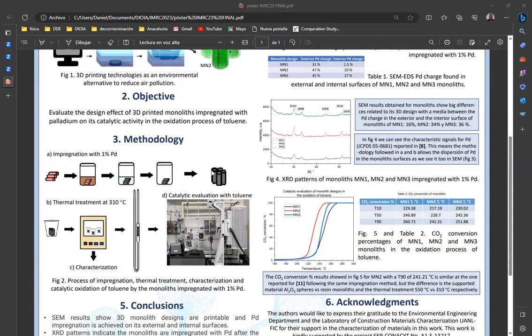Once the monoliths were impregnated with palladium, they were thermally treated at a temperature of 310 degrees Celsius for 5 minutes. And then afterwards, the monoliths were ready to be characterized by SEM, scanning electron microscopy, by EDS, energy dispersive X-ray analysis, and XRD, X-ray diffraction.